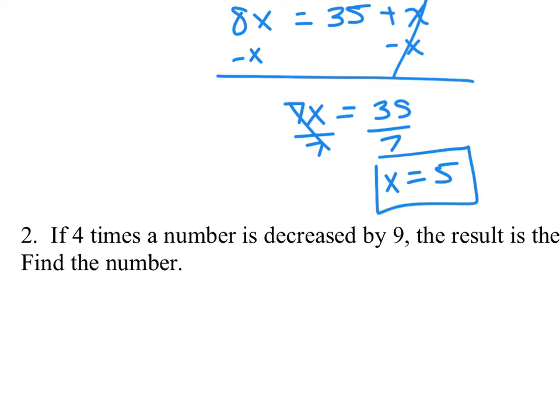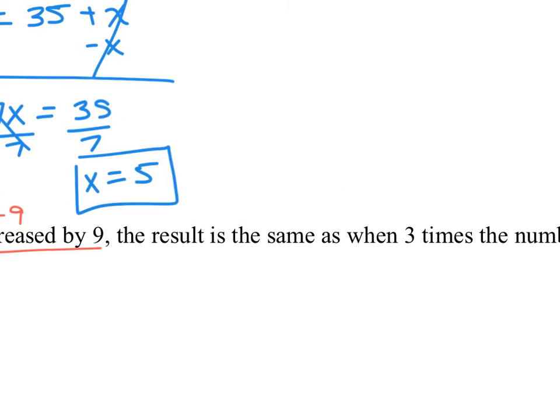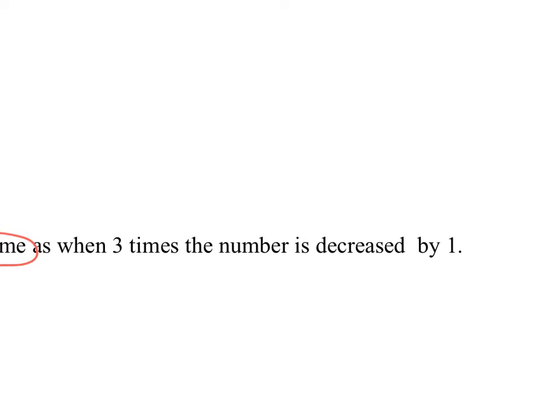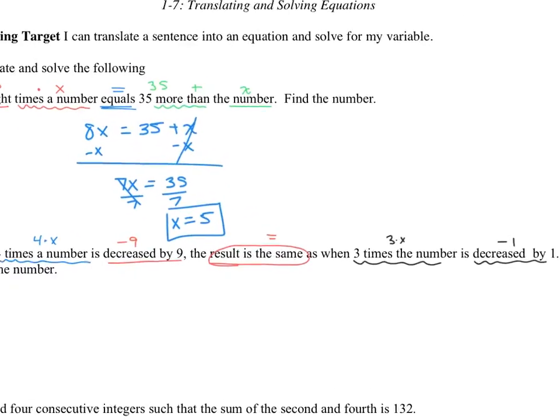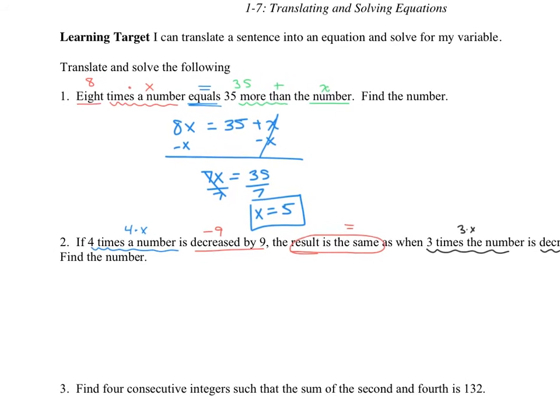So I don't know what my number is. Whenever I don't know what my number is, I always just put an x. So 4 times x. And that's decreased by 9. So I'm now going to do a take away 9, so minus 9. The result is the same as, would be my equal, when 3 times the number is decreased by 1. So now I have 3 times the number, so 3 times x, decreased by 1, minus 1. I now have my equation. 4 times x minus 9 equals 3 times x minus 1. So 4x minus 9 equals 3x minus 1.